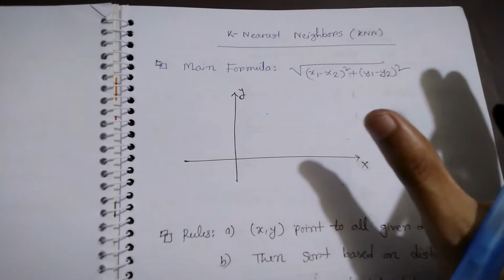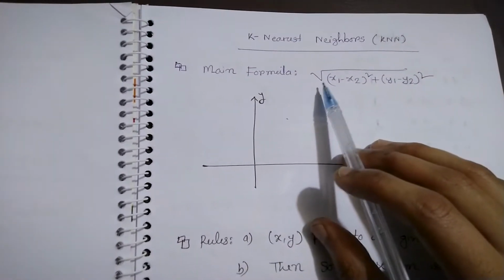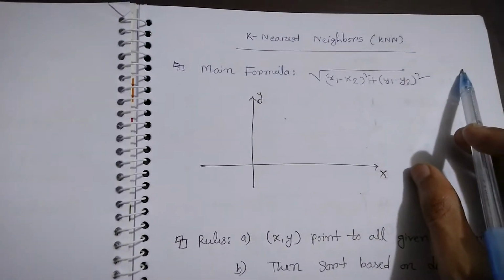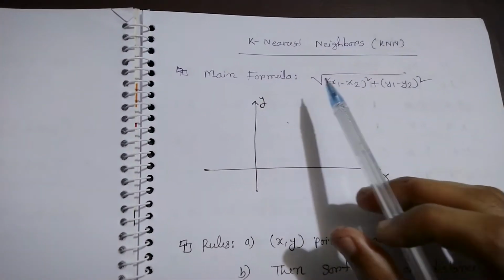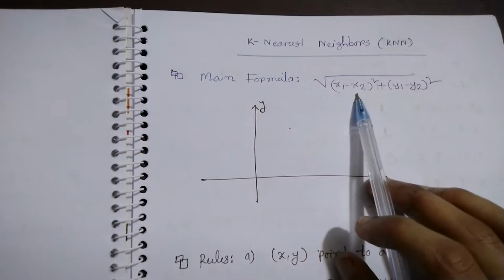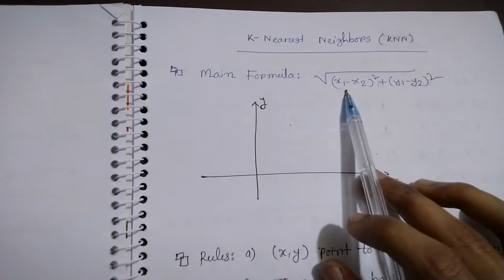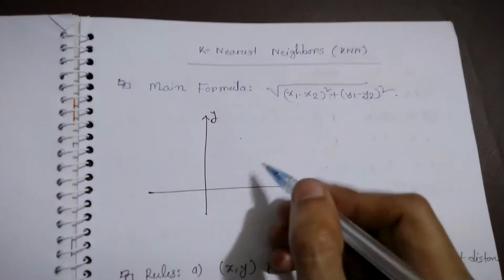So the most important part in this algorithm is to learn the distance from your unknown given data to your given data set, and you need to find the distance. The main formula is the Euclidean distance, which is root over (x1 minus x2) whole square plus (y1 minus y2) whole square. Let's see how it works.